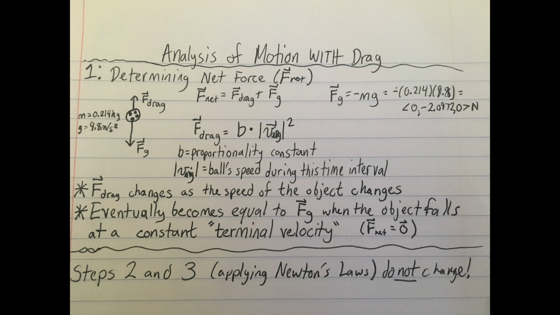However, we must now discuss the force of drag that we ignored earlier, as it does have an effect on the system. The only process that will change in our calculations is how we determine the net force. To determine our new net force, we will add the force of drag with the force of gravity. The drag force is calculated as b, the proportionality constant, times the ball's speed squared during this time interval. After a period of time, the drag force will equal the gravitational force and the F-net will be equal to 0. The ball will then fall with a constant terminal velocity.